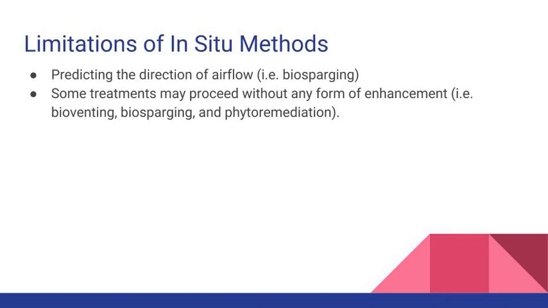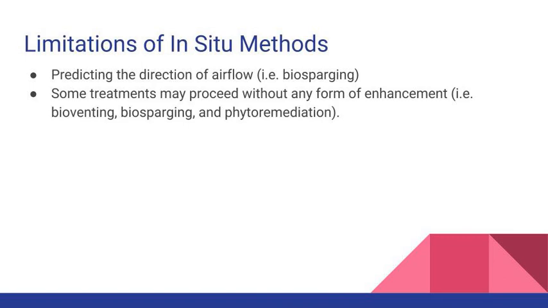Another limitation in situ has to do with processes proceeding without any form of enhancement. These methods include bioventing, biosparging, and phytoremediation. Longer remediation time, pollutant concentration, toxicity and bioavailability to plants, depth of plant roots, and slow plant growth rate are all limitations that apply to the process of phytoremediation.